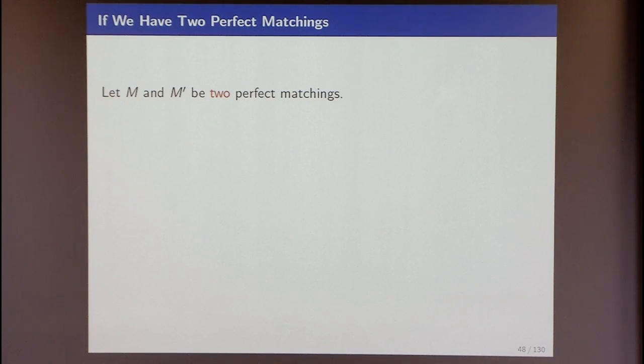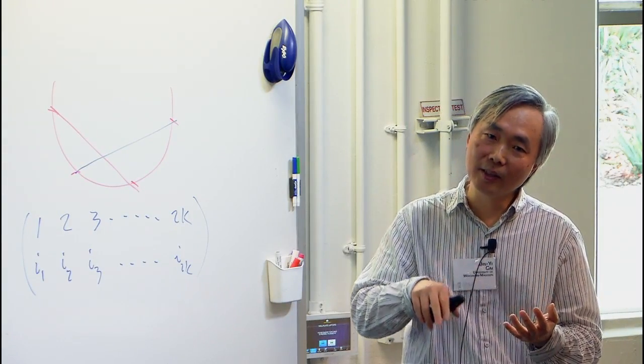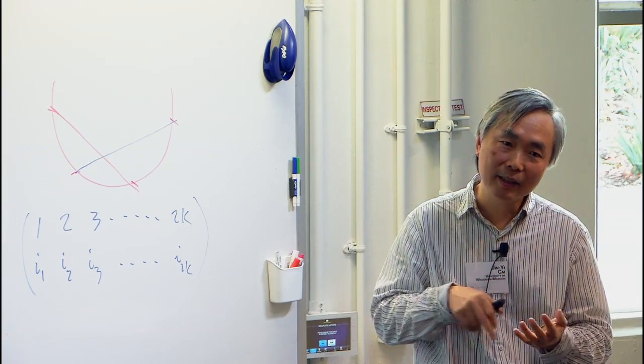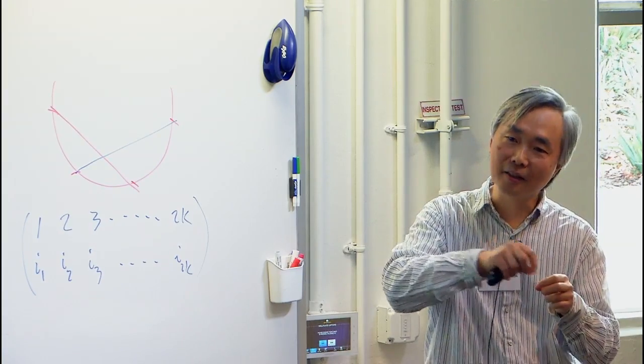Okay, so now let's consider two perfect matchings. Well, what do you do whenever you have two perfect matchings? There's only one thing you should do, of course, for the graduate students in the course: the first thing you do is an XOR. When you do an XOR, the set of edges of the union of the two perfect matchings gets partitioned into alternating cycles, as well as the common edges.